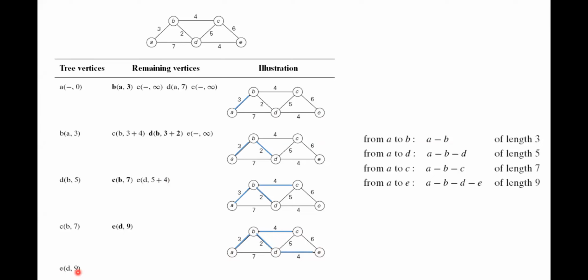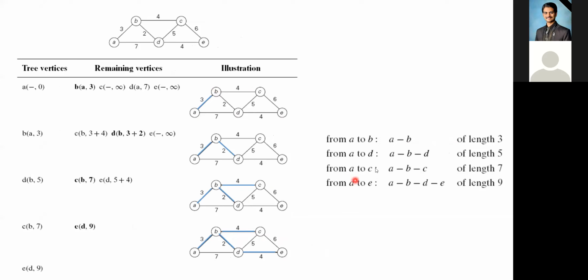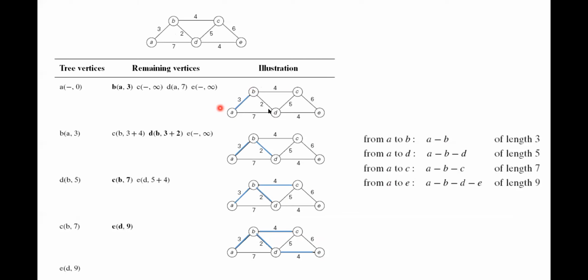So here is the summary of the explanation. From A to B, I can reach with a cost of 3. In the meanwhile, you have to refer to this diagram as well. From A to B, there is a direct path with a cost of 3. From A to D, there is a path of length 5, but I must reach through B, not directly. Next, from A to C, how can I reach? From A to B, B to C, there is a minimum path. From A to E, the minimum path length is 9. And what is the path? A to B, B to D, D to E.